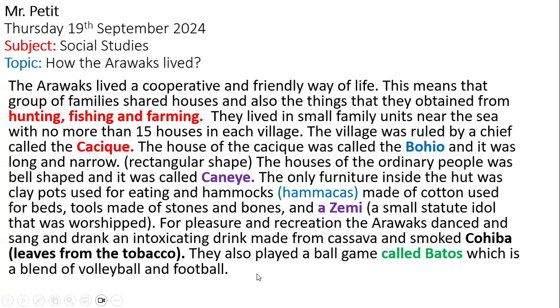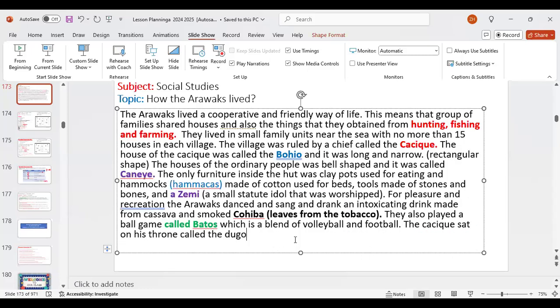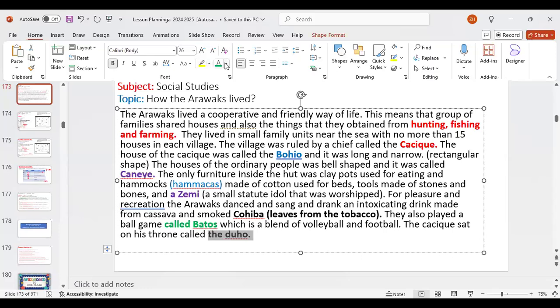Sharice made a very good point. The cacique sat on what? What is the name of his throne? I need to mention this. The cacique sat on his throne called the what? The Duho. Thank you for that. So Duho is the name of the cacique's throne. That's the last one.